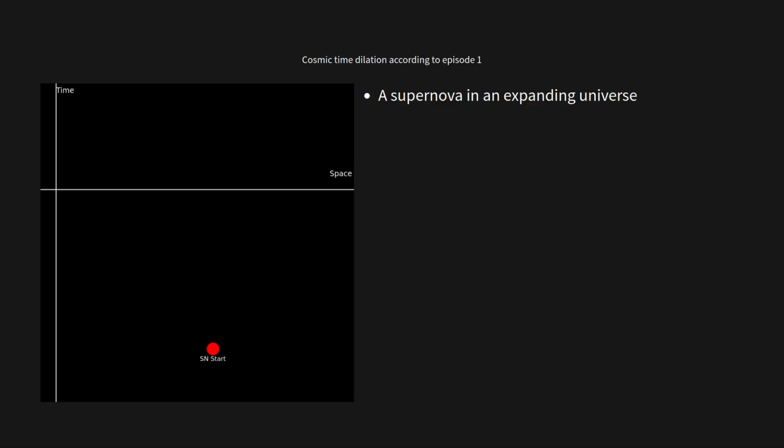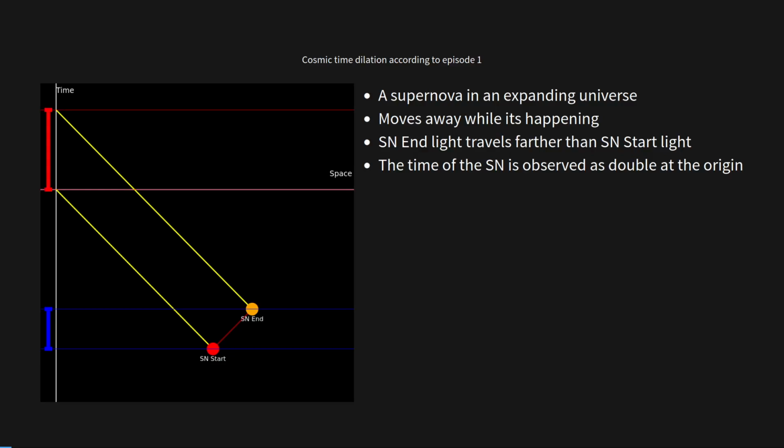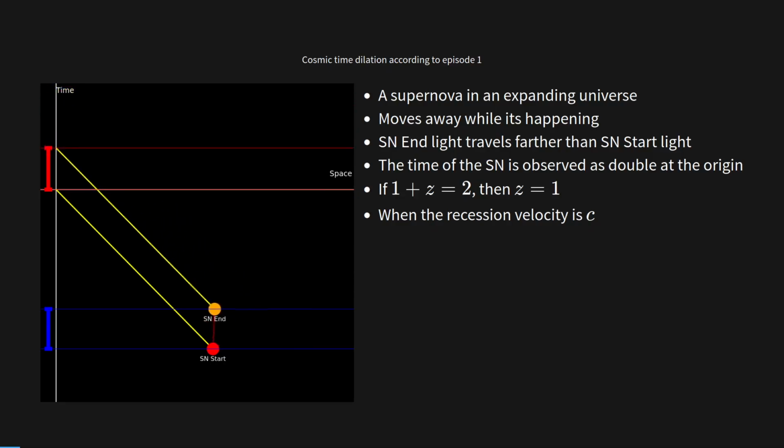A supernova in an expanding universe moves away while it's happening, and light from the end of the supernova has to travel farther than light from the beginning of the supernova. The time of the supernova depicted here is observed as double at the origin. So we say that 1 plus z equals 2 for being double, then z equals 1. That's the measure of time dilation. And this is when the recession velocity is the speed of light. If it were any other speed, it wouldn't be double in this picture.